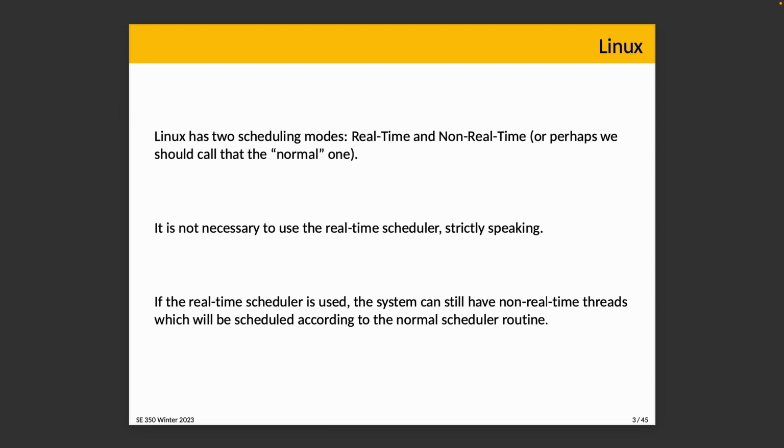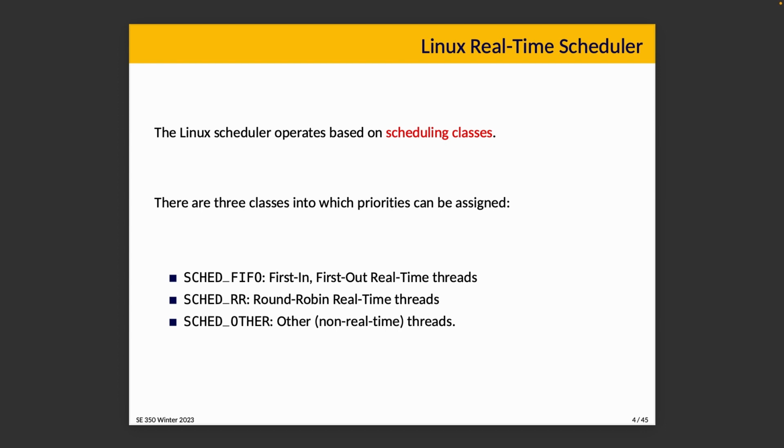So the scheduler operates on scheduling classes, and there are three classes into which processes can be assigned. The slide says priorities, but I think it should say processes. So there's FIFO, round robin, and other. First in, first out, and round robin refer to real-time threads. So the ones that are in the real-time category will go in one of those two. All of the other ones will be in the other category, the non-real-time threads, which makes sense.